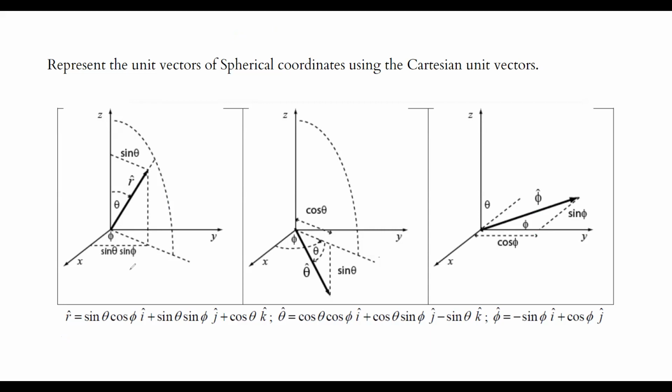So we know r hat. We are now trying to find r hat in terms of i hat and j hat. i hat, j hat, and k hat are unit vectors along the x, y, z directions. And θ hat we can find also with respect to i hat, j hat, and k hat. φ hat also we can do the same thing. One special thing we see is that φ hat is only related to the i hat and j hat directions, right? As I said before, φ is not related to the z axis, so it's not related to k hat.